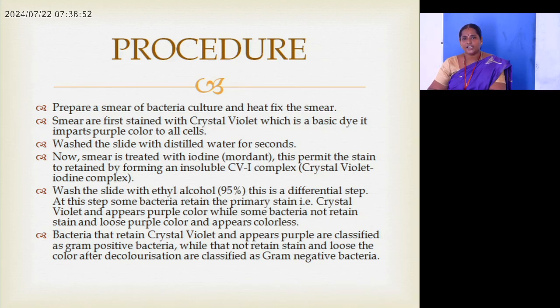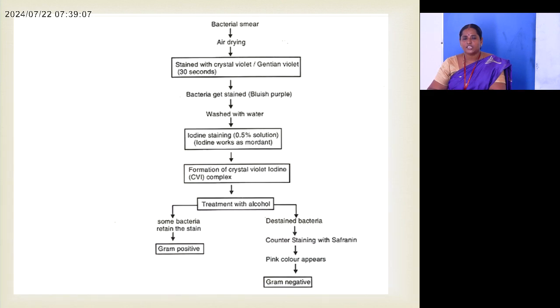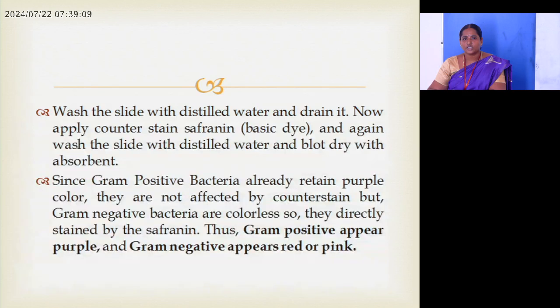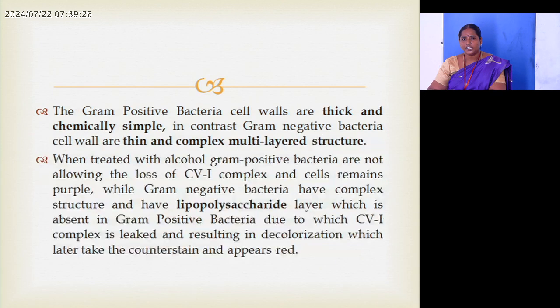The bacteria that retain crystal violet and appear purple are classified as gram-positive bacteria, while those that do not retain the stain and lose the color after decolorization are classified as gram-negative bacteria. This is the flow chart for the gram staining procedure. Since gram-positive bacteria already retain the purple color, they are not affected by the counter stain, but gram-negative bacteria are colorless, so they are directly stained by the safranin. Thus, gram-positive bacteria appear purple and gram-negative bacteria appear red or pink.